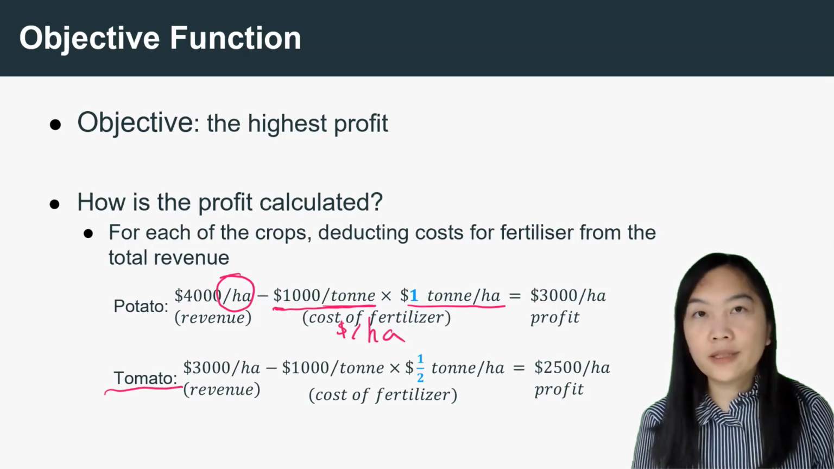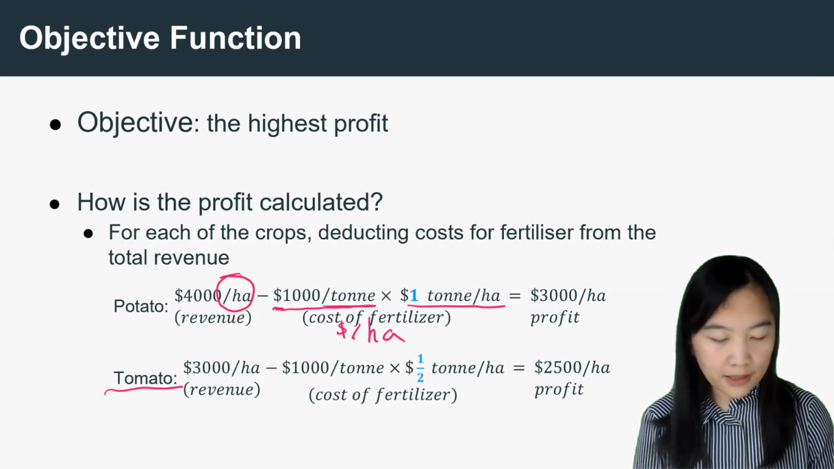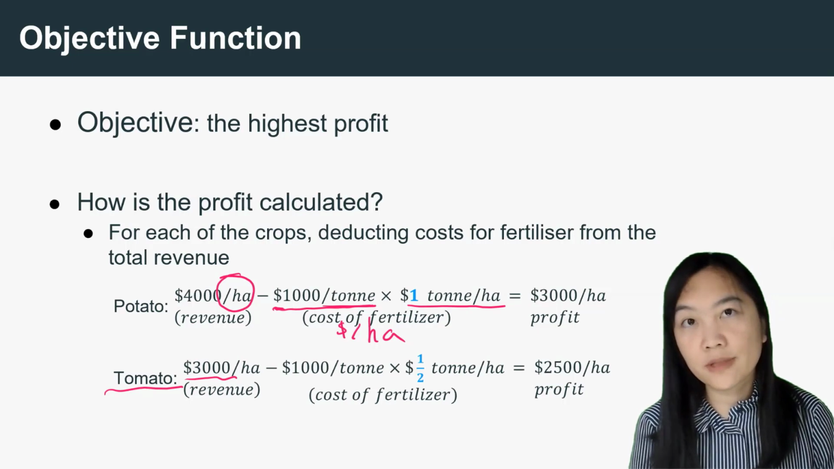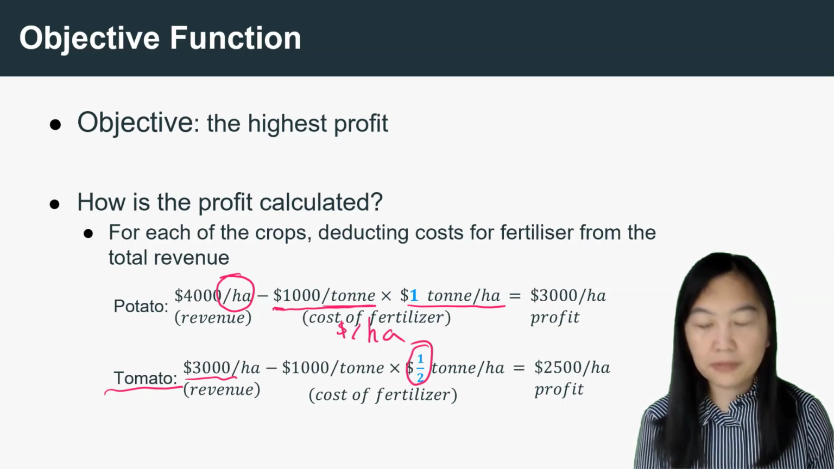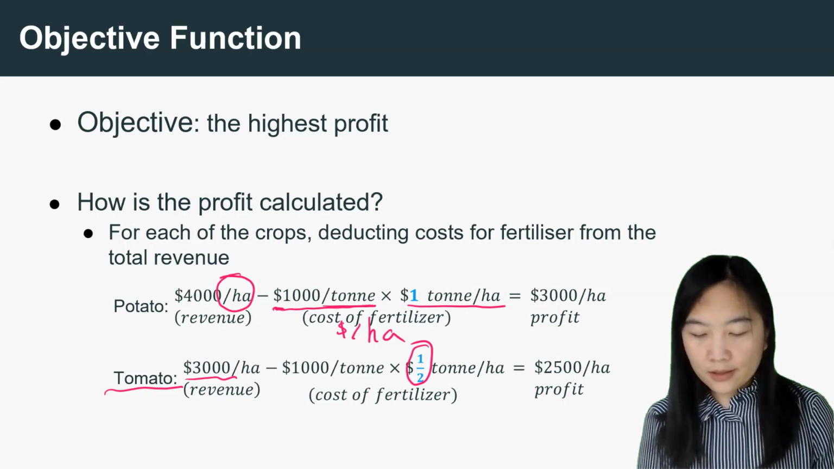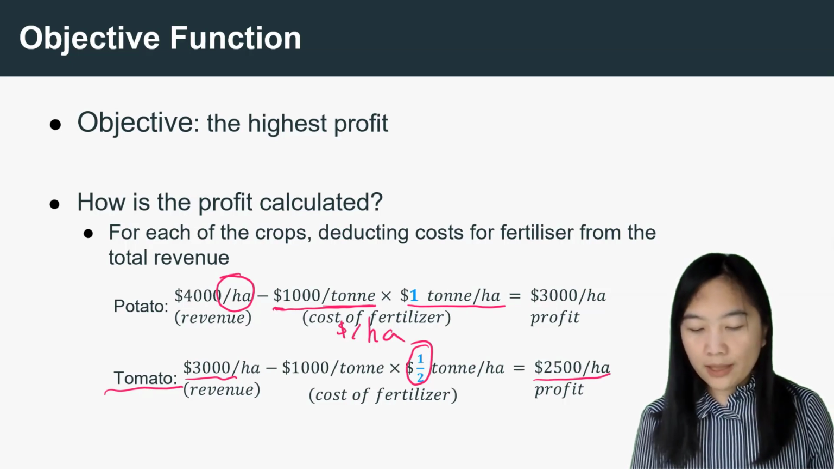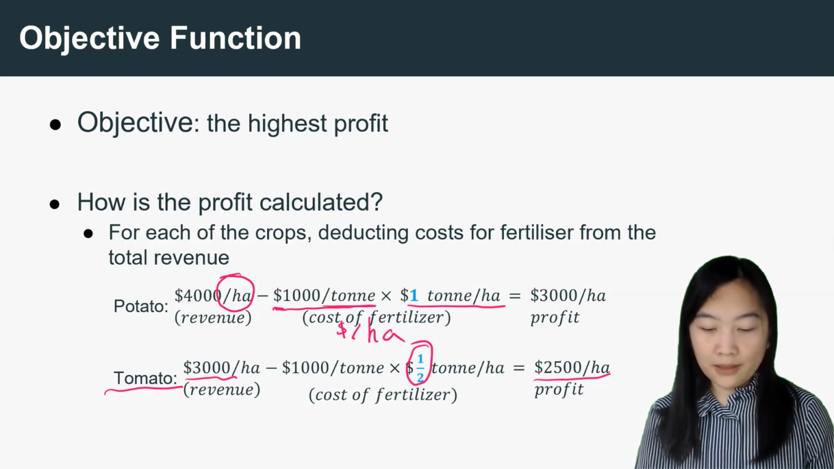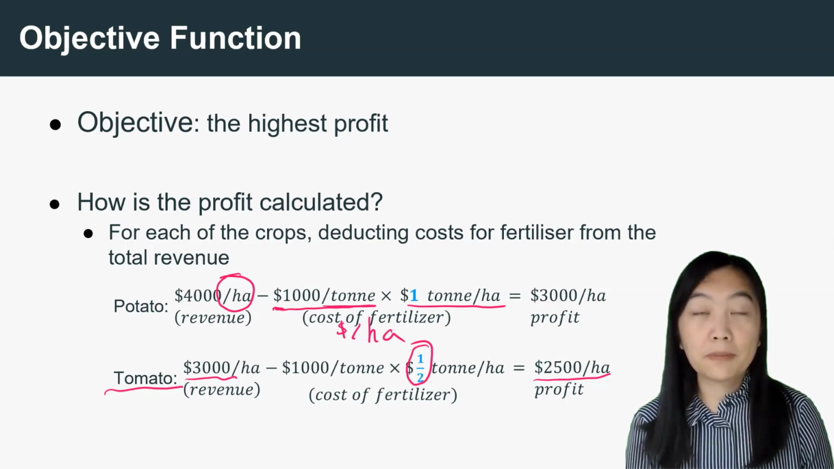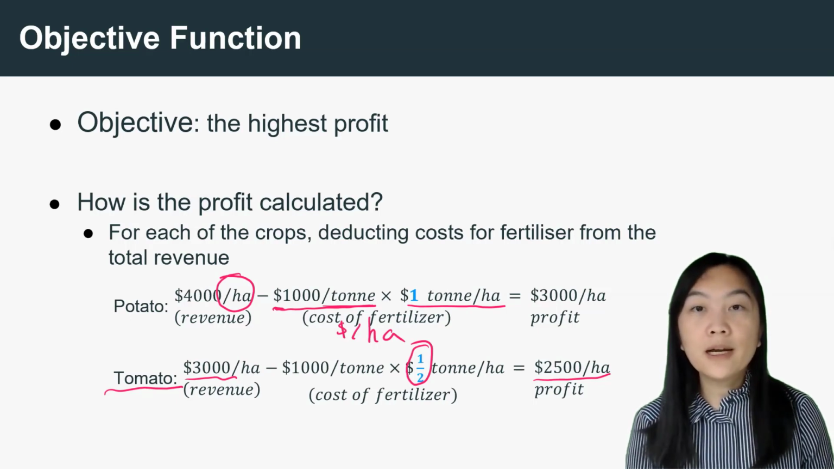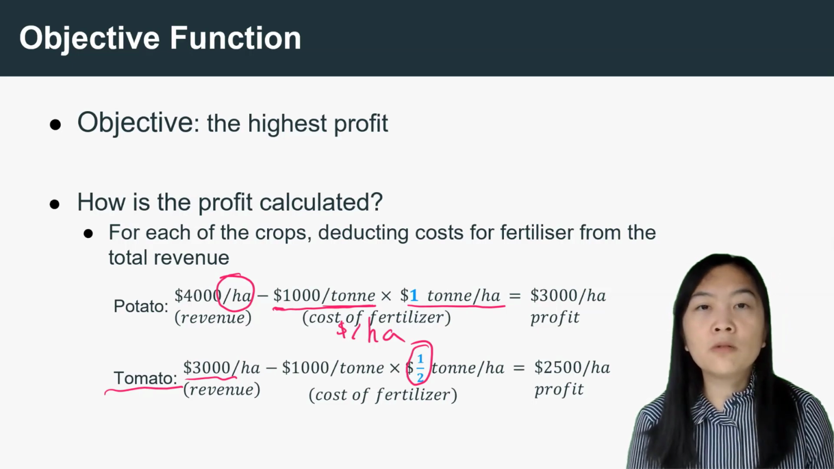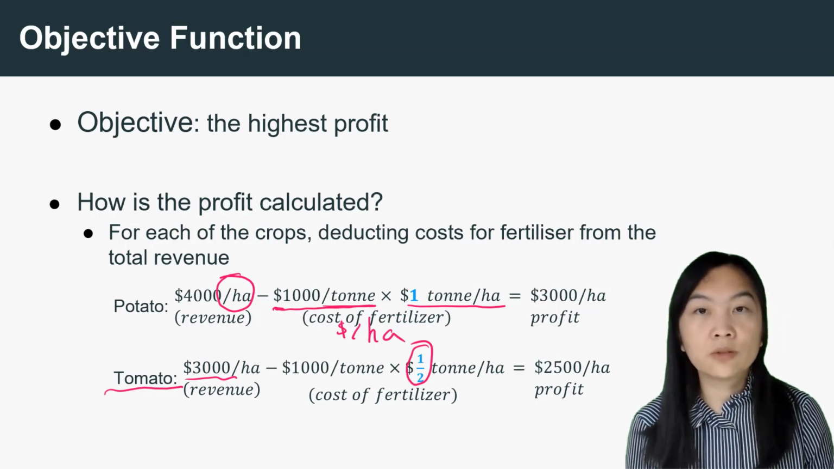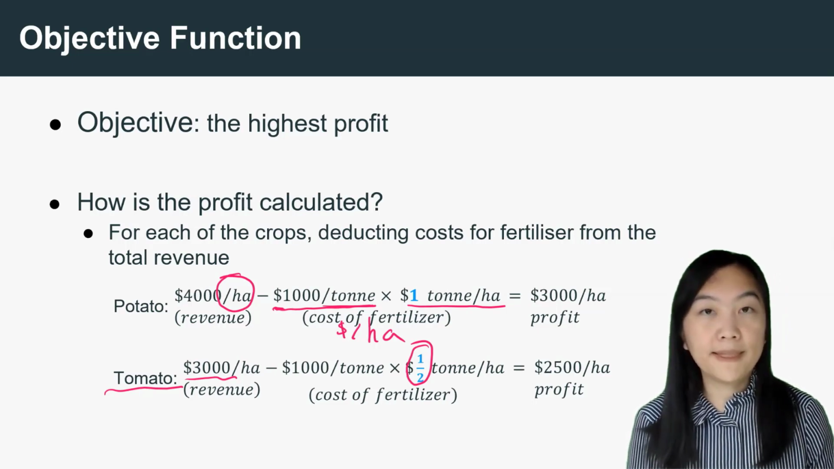And for tomato, it's similar, but the numbers are a little bit different. The revenue is 3,000, and the rate of application is different. So for tomato, we can see that the profit is a little bit lower than potato. For tomato, we only got 2,500 per hectare. And your immediate response might be, oh, let's just use all the land to produce potato.